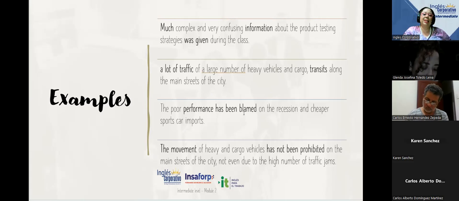The poor performance has been blamed on the recession and cheaper sports car imports.